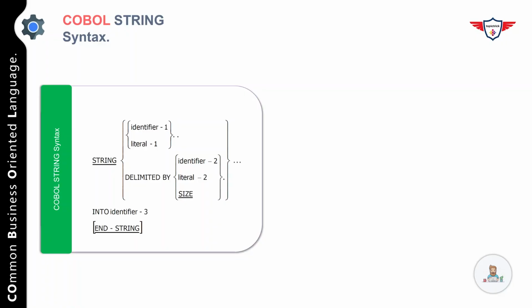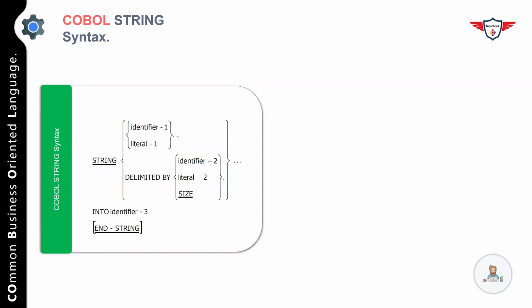So we instruct the computer to transmit only significant or non-blank characters from the source field to the destination field. Once a blank is reached, we stop transmitting that particular field. Remember, the delimiter itself will not be placed in the receiving field. The delimiter SIZE means that the entire content of a specific field or literal will be transmitted. After that, you have an INTO keyword, which is actually a reserved word, and thereafter you have identifier 3, which is used to specify the receiving field or the destination field where the entire concatenated string will be stored.